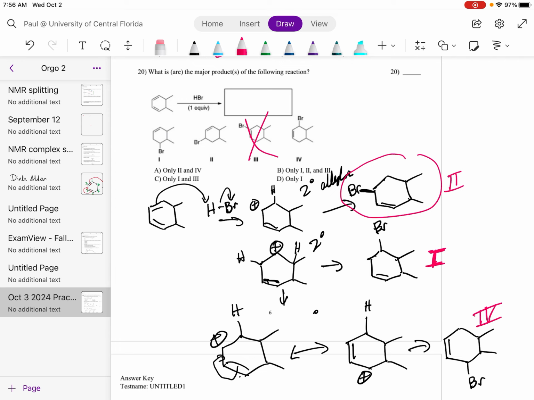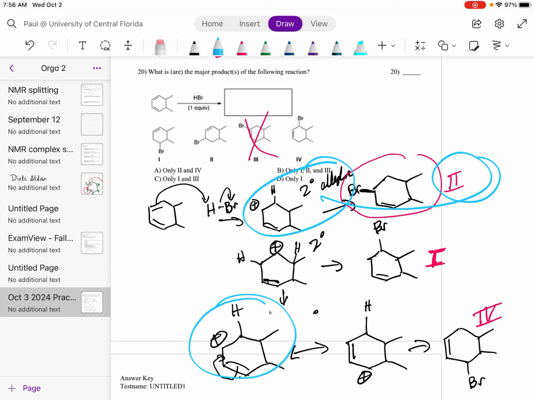But it says, what is the major product? I think that's the kicker in the language right there, because all 3 of those that I came up with are possible products. But which ones are going to be the major products? Well, the ones that are going to be the major are going to come from the most stable carbocation, and the most stable carbocation would have to be the secondary allylic. So those correspond to product 2 and product 4. So the only answer choice would be A.